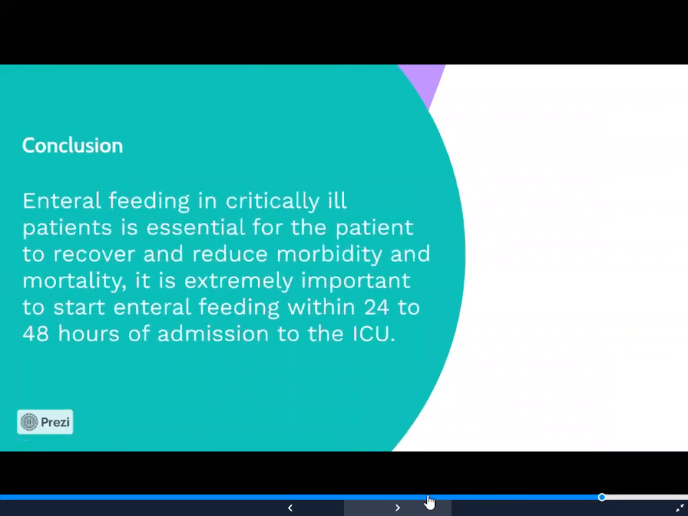Conclusion. Enteral feeding in the critically ill patient is essential for the patient to recover and to reduce morbidity and mortality. It is extremely important to start enteral feeding within 24 to 48 hours of admission to the ICU.